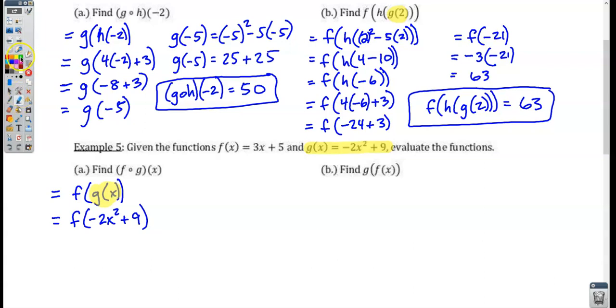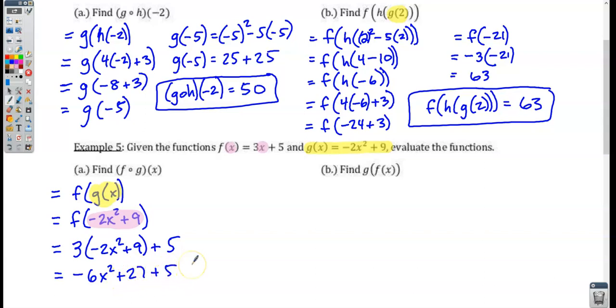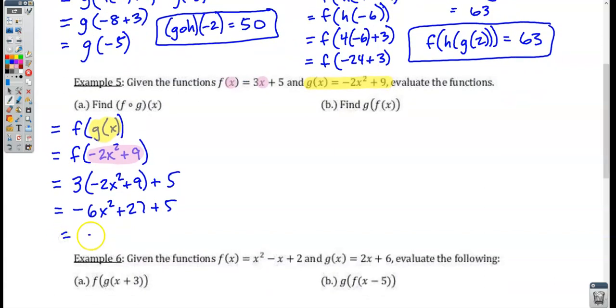And now what I want to do is take this and substitute it into f in place of x. So I'm going to take 3x plus 5, and I'm going to replace the x with what I'm substituting into that function. And now I just need to simplify from there. That gives me negative 6x squared plus 27 plus 5. And so it should give us negative 6x squared plus 32.